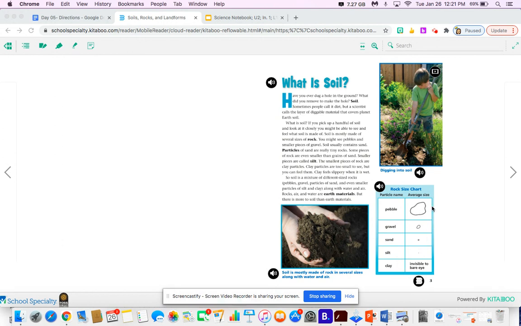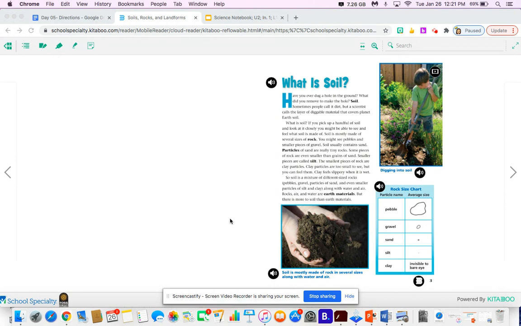So as you can see, a pebble is the largest kind of rock, and clay is the smallest kind of rock. It is invisible to the bare eye. So it goes in order from biggest all the way down to smallest. And over here is a picture of soil. It looks like somebody's hands are holding the soil, and it's captioned, "Soil is mostly made of rock in several sizes, along with water and air."